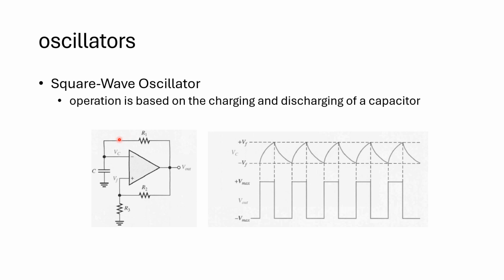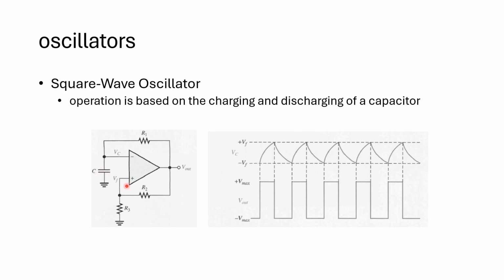So we have here a square wave oscillator. Again, in a square wave oscillator, the operation is based on the charging and discharging of a capacitor. The op-amp's inverting input is the capacitor voltage, so it depends on the charging and discharging of this capacitor here.